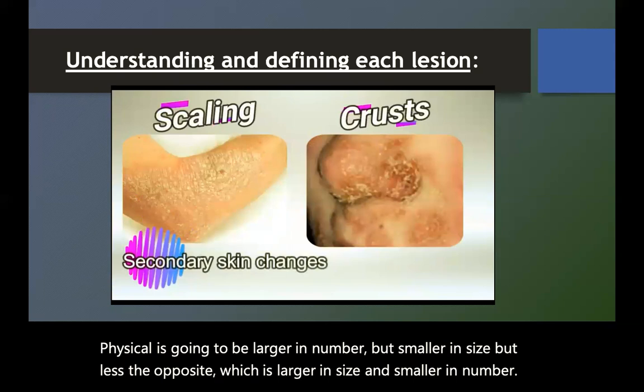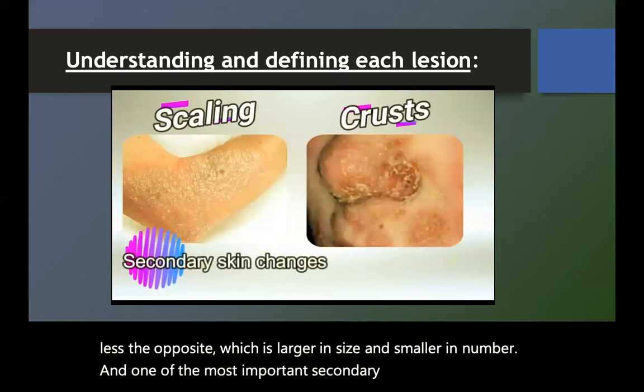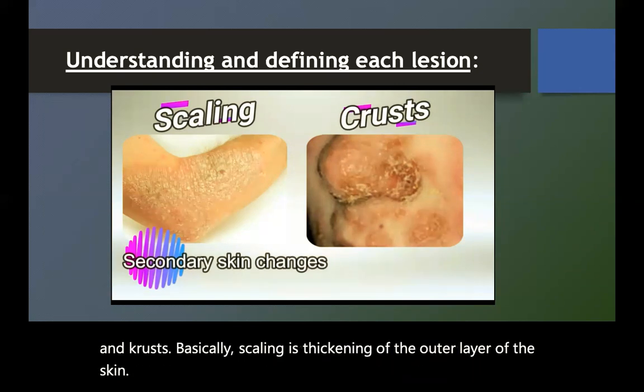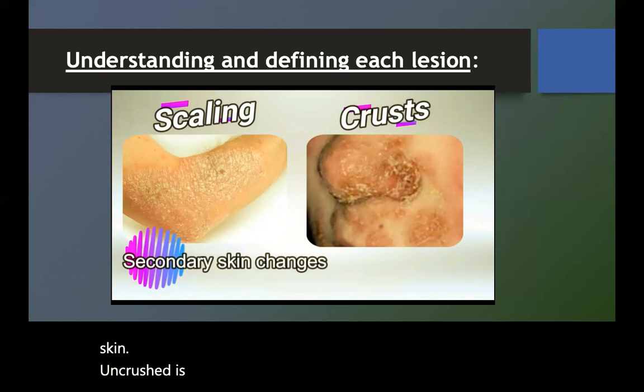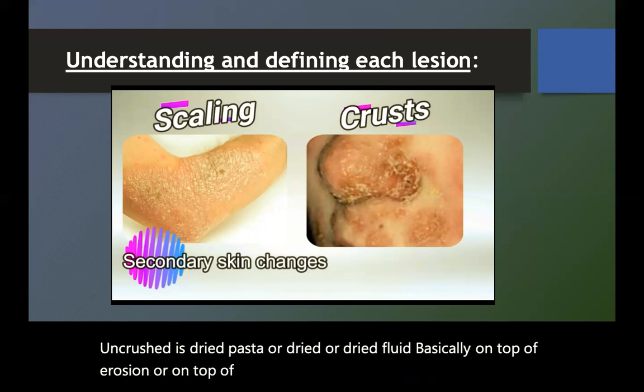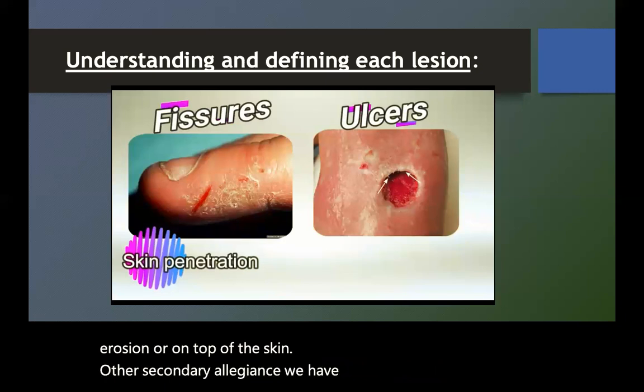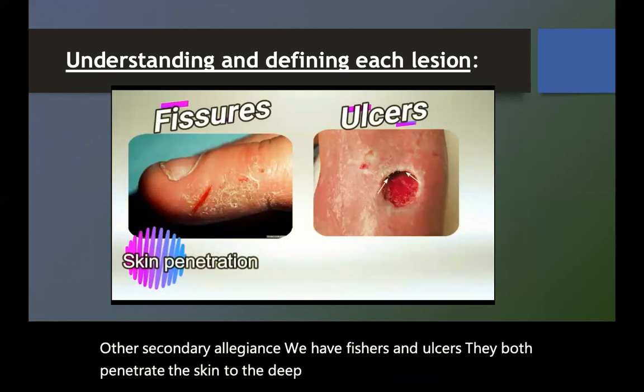And one of the most important secondary skin lesions are scaling and crusts. Basically, scaling is thickening of the outer layer of the skin, and crust is dried pus or dried bulla or dried fluid, basically, on top of erosion or on top of the skin. Other secondary lesions, we have fissures and ulcers. They both penetrate the skin to the deep layers. Fissures are usually cut in shape, and ulcers are circular in shape.